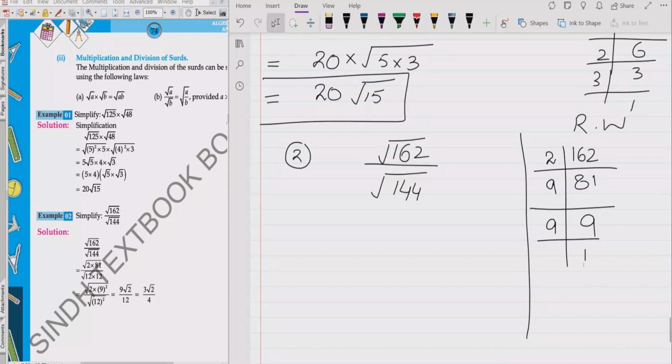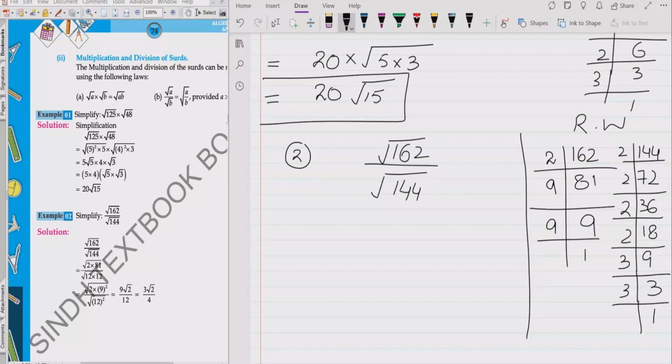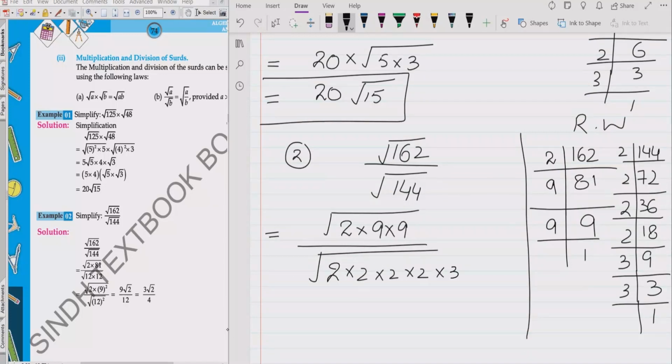And if we solve 144: 2 sevens are 14, 2 twos are 4, 2 threes are 6, 2 sixes are 12, 2 ones are 2, 2 eights are 16, 2 nines are 18, 3 threes are 9, 3 ones are 3. Now write it this way: this is for 162, and this is for 144, 2 multiplied by 2 multiplied by 2 multiplied by 2 and 3 multiplied by 3. Then simplify in pairs.